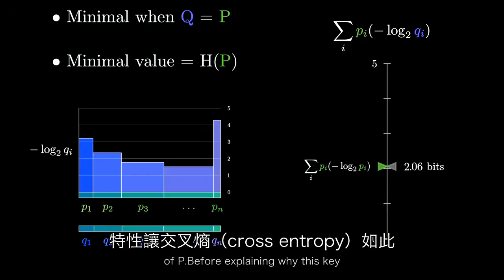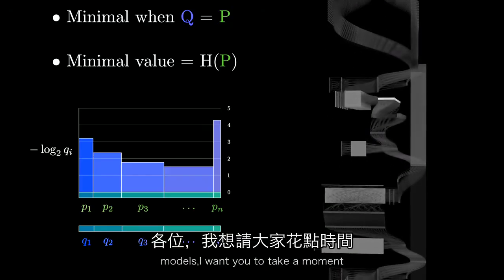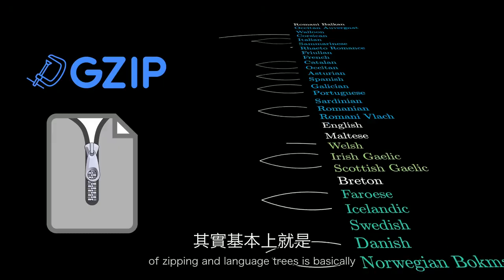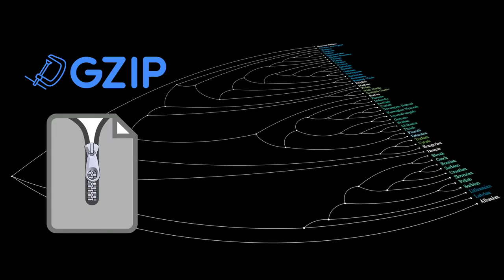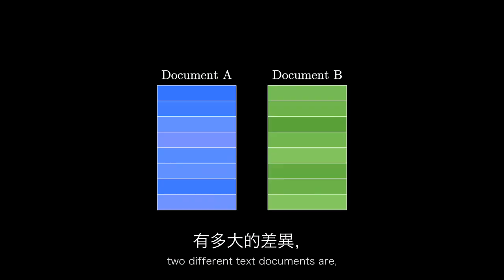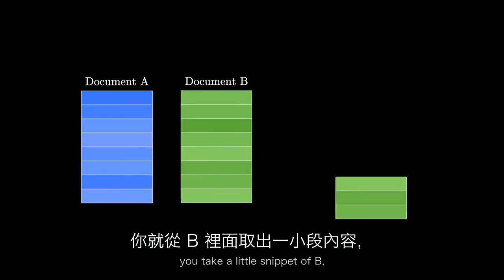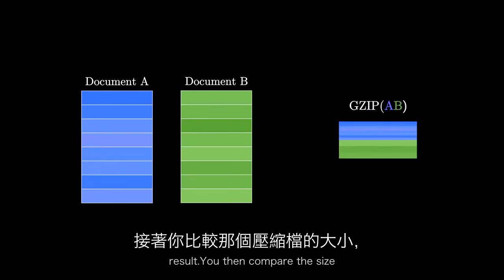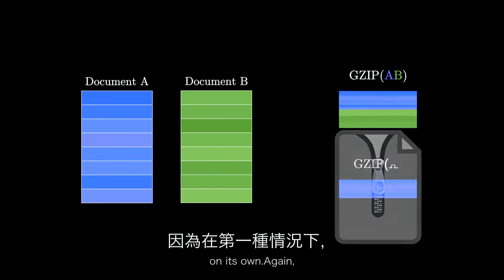Before explaining why this key property makes cross-entropy such a good fit for training large language models, I want you to take a moment to think about how that opening example of zipping and language trees is basically an application of cross-entropy. Remember what the key idea there was: if you want to measure how different two text documents are, we'll call them A and B, you take a little snippet of B, tack it onto A, and then compress the result. You then compare the size of that compressed file to the size of what you get just compressing A on its own.